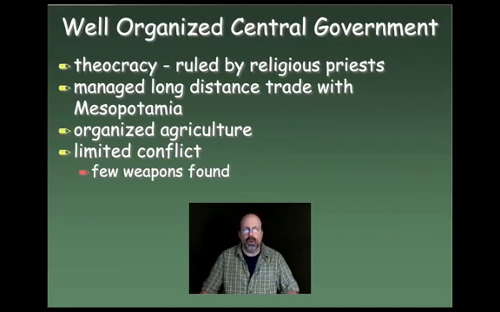Let's also take a look at well-organized central government. We know that they were a theocracy, and that means that their society was ruled by religious priests. They managed long-distance trade with Mesopotamia, so there was extensive trade over long distances. And they organized agriculture outside the city. And they also limited conflict, so there were very few weapons found. Archaeologists never found much signs of warfare amongst these people. But in many ways, they were very similar to what we saw in Mesopotamia and Egypt, in that the agriculture surrounding the cities was organized by the central government.